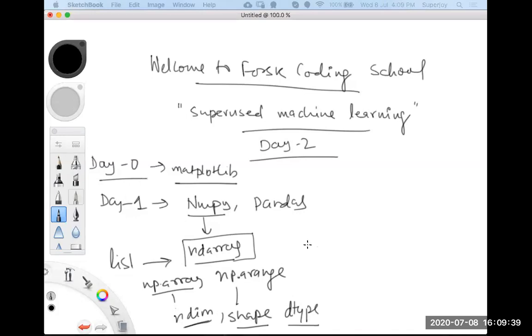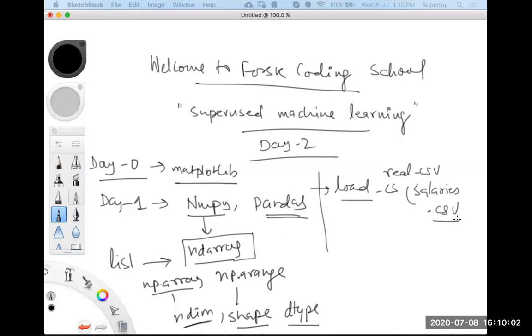After understanding the basics of NumPy, we moved on to the pandas library. What we did yesterday, if you remember, is we loaded data using read_csv. read_csv was the method where we loaded the data from salaries.csv, that was the file. From salaries.csv we loaded the data and then created a data frame. What is a data frame? Data which is in tabular format. And using that data frame, we did a lot of function calling.